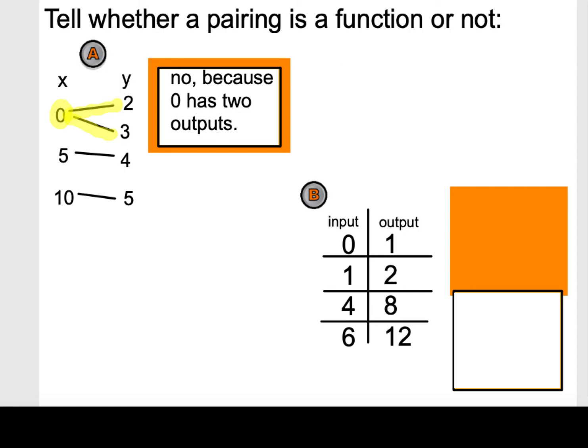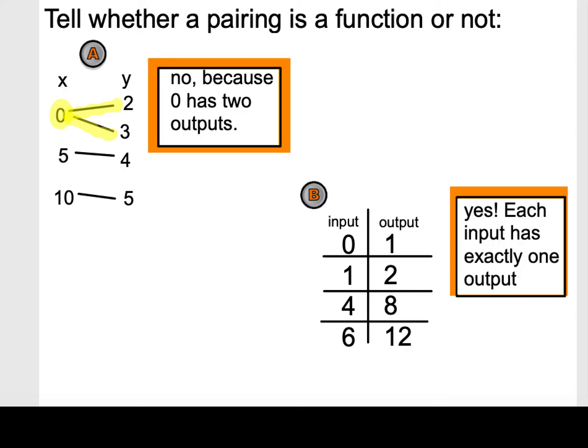Whereas now look at this table at the lower right. The inputs, there's 4 numbers. They're all different numbers, so no number is going to give me back 2 different answers. Right? 0 goes exactly to 1. 1 went to 2. 4 went to 8. 6 went to 12. All of the inputs have their own output. Therefore, yes, each input has exactly 1 output.